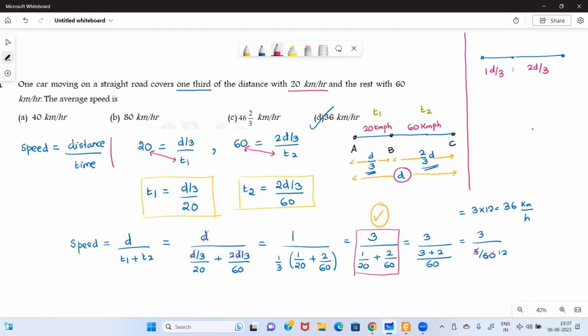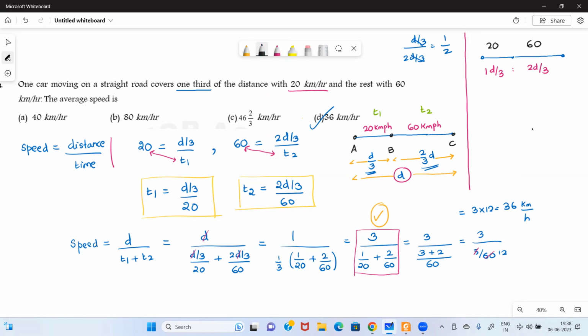Yes or no? Yes, sir. D by 3 divided by 2d by 3. So what would it be? 1:2, correct or not? And what are the respective velocities? The respective velocities are 20 km per hour and 60 km per hour.